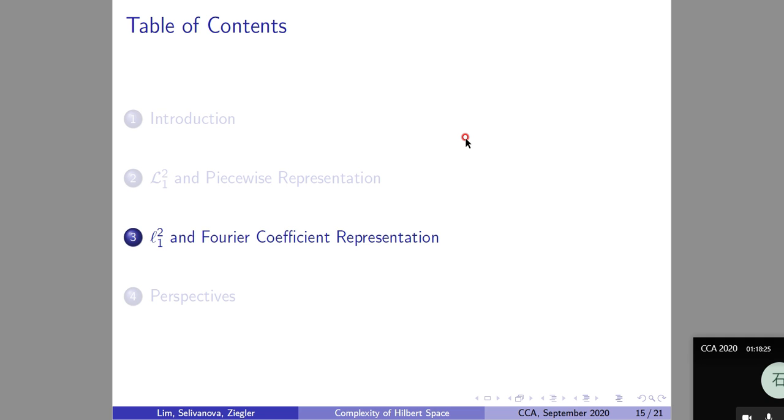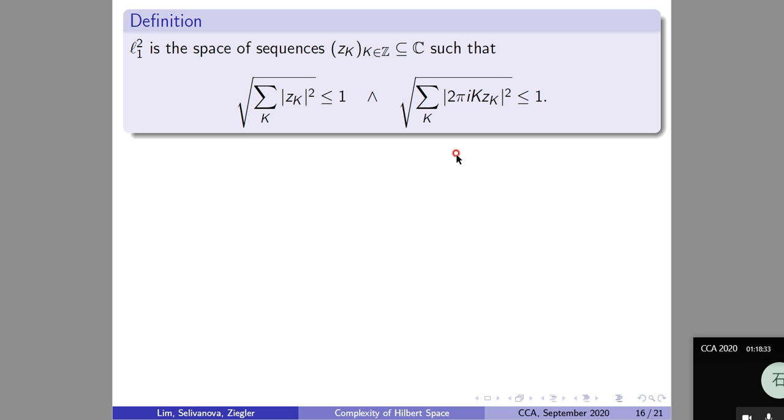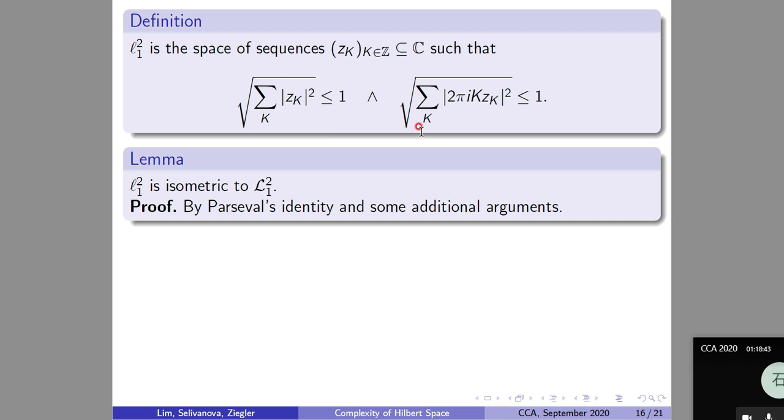And that was the L21 space and piecewise representation, and now I'm going to talk about the small L21 space and Fourier coefficient representation. So small L21 is the space of sequences of complex numbers such that they satisfy these two conditions. This small L21 space is isometric to large L21, and the proof is by Parseval-Bessel identity.